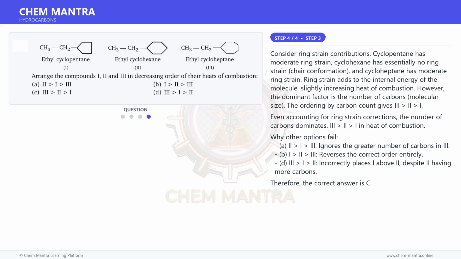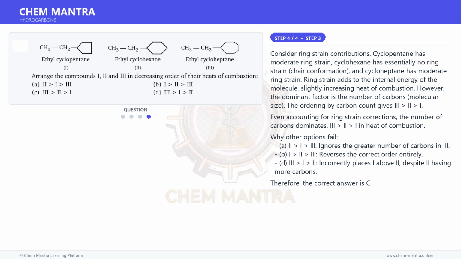And for the final step, consider ring strain contributions. Cyclopentane has moderate ring strain, cyclohexane has essentially no ring strain in the chair conformation, and cycloheptane has moderate ring strain. Ring strain adds to the internal energy of the molecule, slightly increasing heat of combustion.